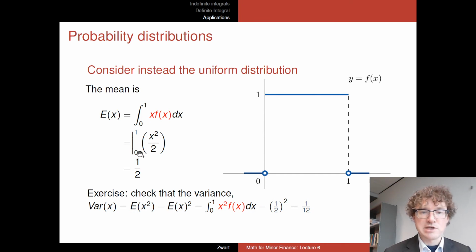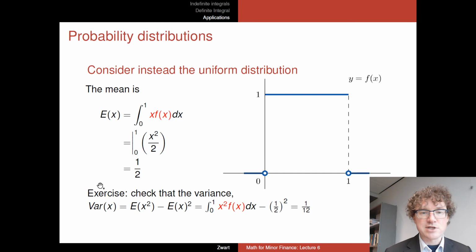At the lower boundary, if I plug in 0, I get 0. So a half minus 0 is exactly a half. So indeed, the average or the mean of this uniform distribution is precisely a half, as we would like.